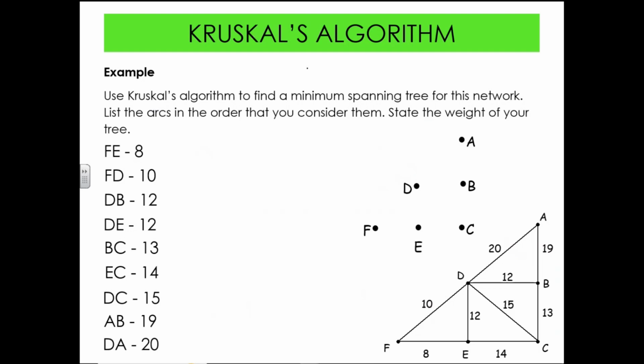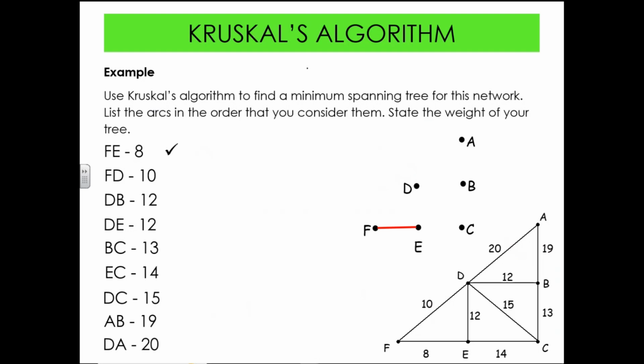Copy that in. First one we're going to add on is the shortest one, which is FE. So we're going to join FE together. Usually what we do is we tick and cross it as you go along for which ones you've added on. So tick FE, that's fine.